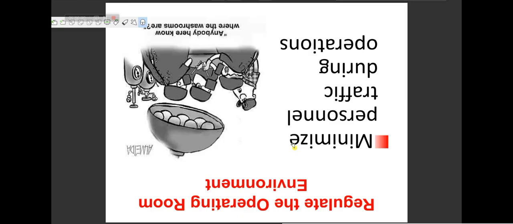Now, regulate the operating room environment. How will we regulate the operating room environment here? We will minimize the traffic during operations. We will minimize the unwanted people in the operation theater.